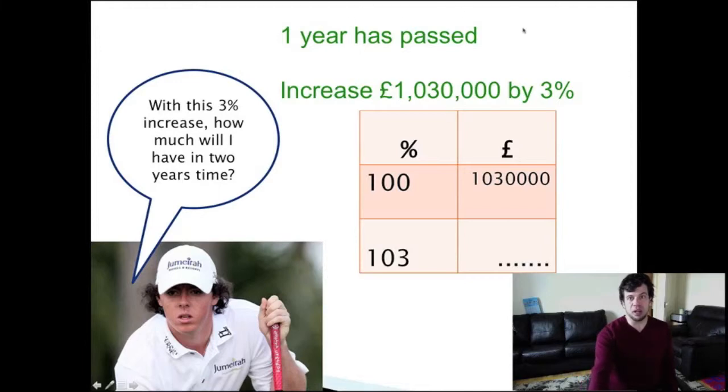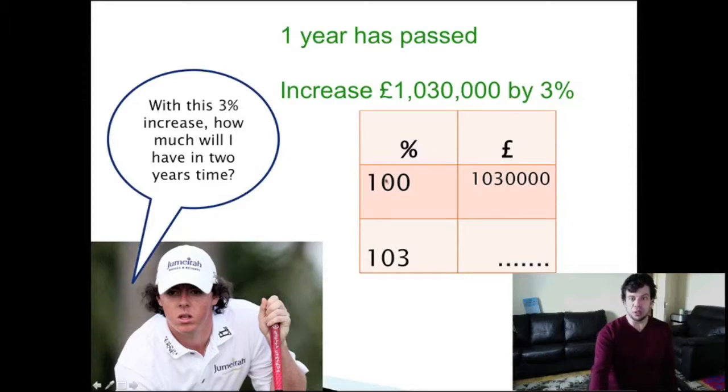Now of course 1 year's passed and he likes the rate of interest that he's gaining from having it in his savings account, and he wants to know how much money he'll have this time next year. Again, another proportion table, percent on the left, pound on the right. 100% is on the left because that is the full amount of money which he has now, presently, a year later. And how much money does he have? Not £1 million anymore, that was the old amount. He's got £1,030,000. The increase is still 3% because the bank rate hasn't changed for this example.